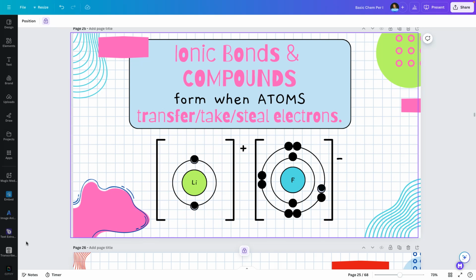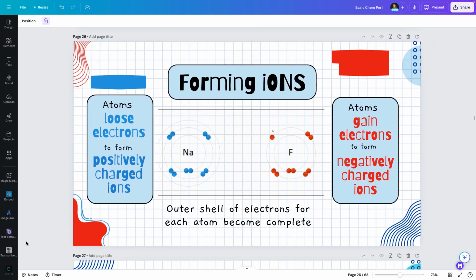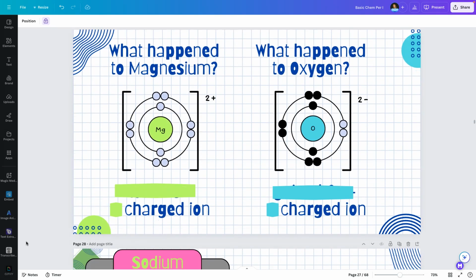Your notes are color-coded. But you have to understand that an atom that combines with another atom, if that atom loses an electron, it forms an ion. This is the vocabulary word. And it becomes a positively charged ion. An atom that gained an electron becomes a negatively charged ion. This is stipulated right here. Okay? Now, we're going to go over another one.